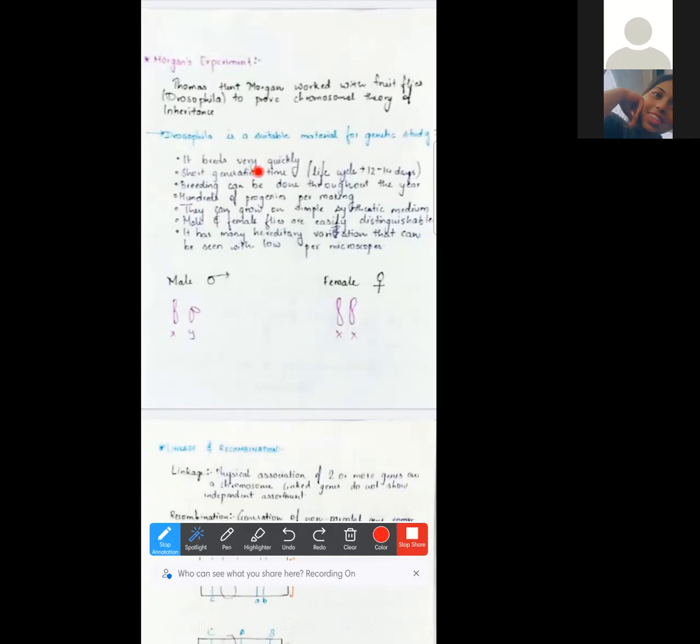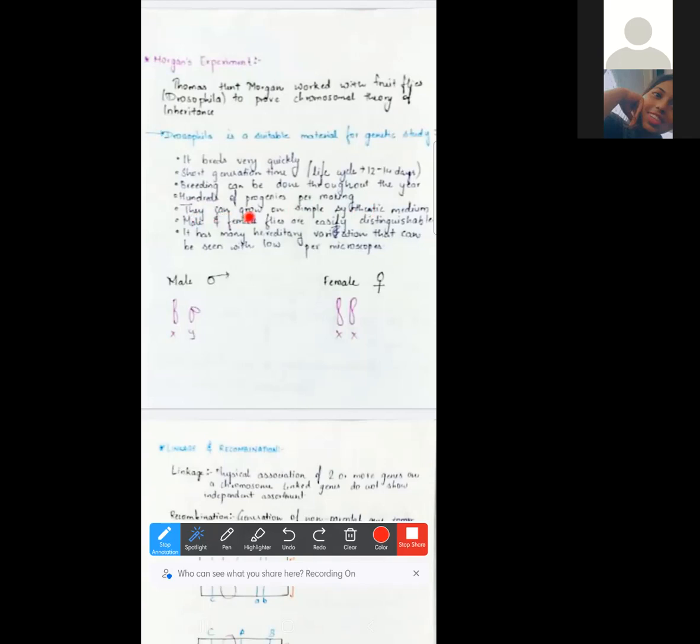Drosophila breeds very quickly, hence the outcome will be earlier. Short generation time, they have a life cycle of about 12 to 14 days. Their breeding can be done throughout the year, that is, they do not require a specific season to be bred. Hundreds of progenies per mating, that is, in one mating we can get hundreds of progenies.